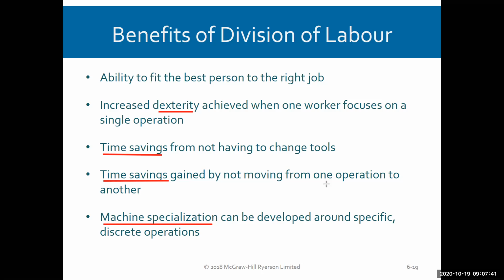Basically, think of a car assembly plant. People are working between steps of the automated plant. So you get certain steps that workers have to do that can't be automated, but a lot of it can be automated, and you get the workers to work in between on those steps. That's machine specialization. But those first 4 points, the ability to fit the best person, increased dexterity, and 2 types of time savings, those are really critical to the benefits of the division of labor.